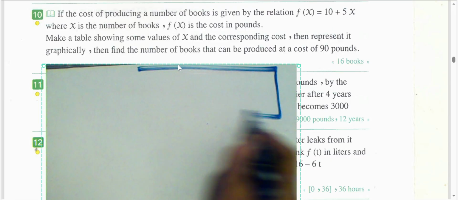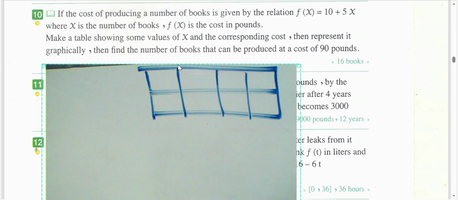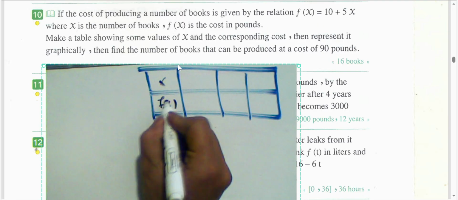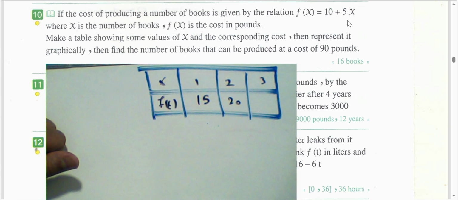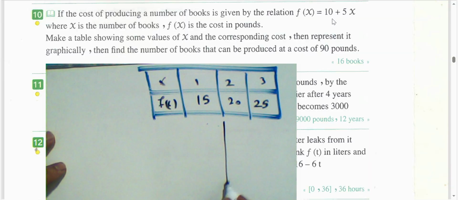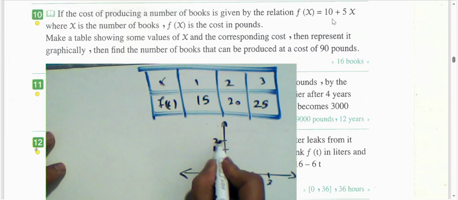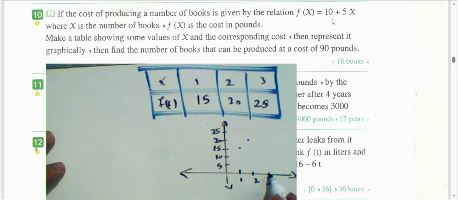Okay, like this table, and write the information in the table, x and f of x. X here and f of x, 1, 2, 3. With x equal 1, 1 times 5, 5, 5 plus 10 is 15. 2 times 5, 10, 10 plus 10 is 20. 3 times 5, 15, 15 plus 10, it will be 25. Okay, and then draw the relation between the x-axis and y-axis. We have 1, 2, 3 and 5, 10, 15, 20, 25. 1 is 15, 2 is 20, 3 is 25, and then draw the ray.